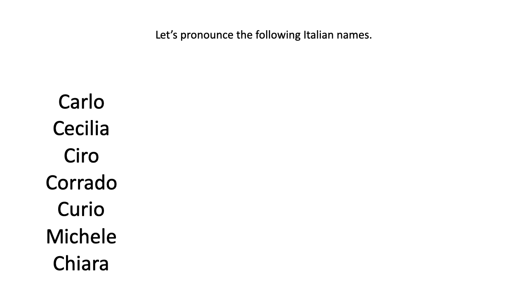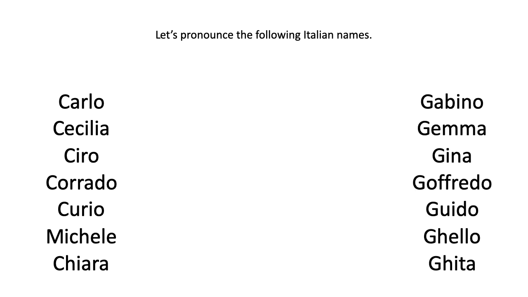Let's pronounce these 7 names again. Carlo, Cecilia, Ciro, Corrado, Curio, Michele, Chiara. Okay? Now let's do the same thing with some Italian names that have G's in them.